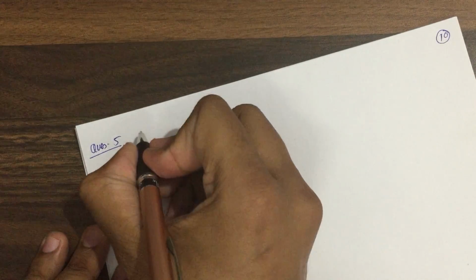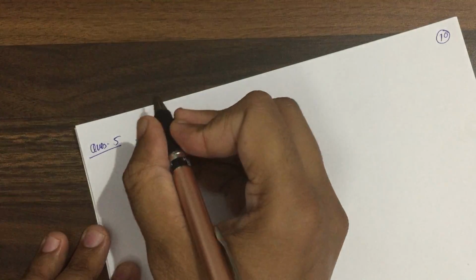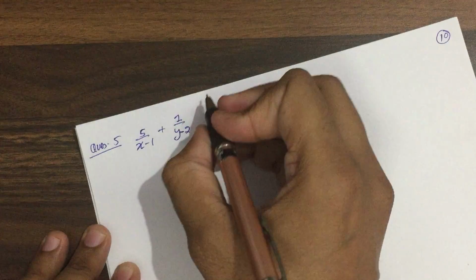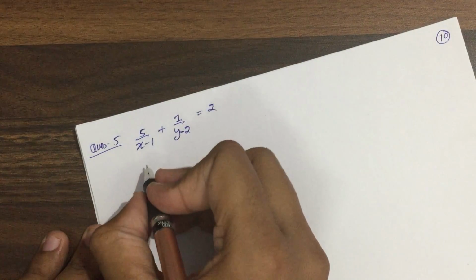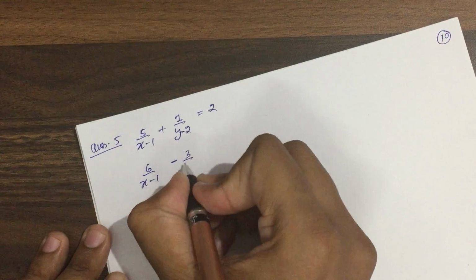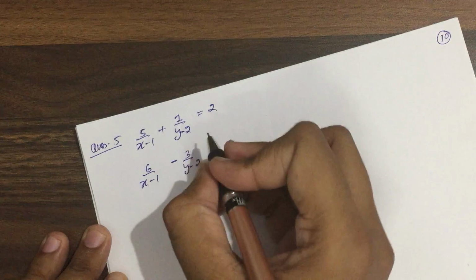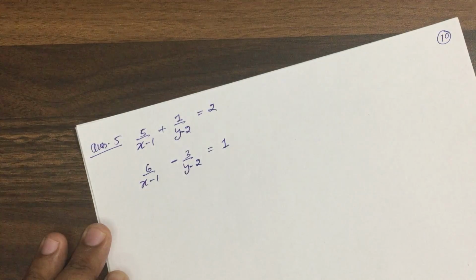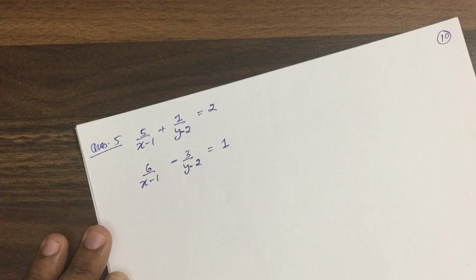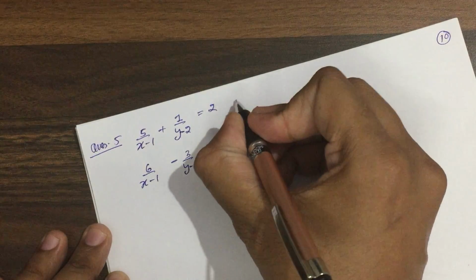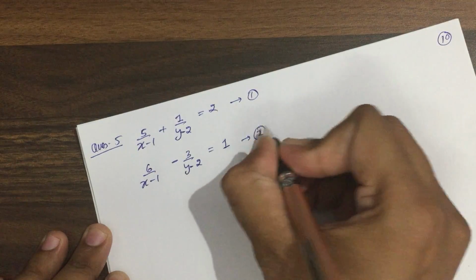It says that 5 upon x minus 1 plus 1 upon y minus 2 equal to 2, and 6 upon x minus 1 minus 3 upon y minus 2 equal to 1. Here also it looks like the previous question. What we will do, we can take 1 upon x is equal to a and 1 upon y equal to b. Son, don't do such a foolish thing. Look carefully. Mark it as equation 1 and mark it as equation 2.